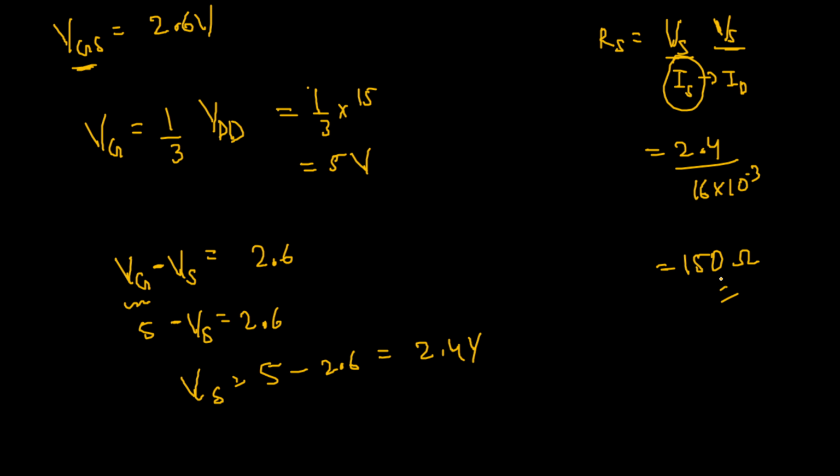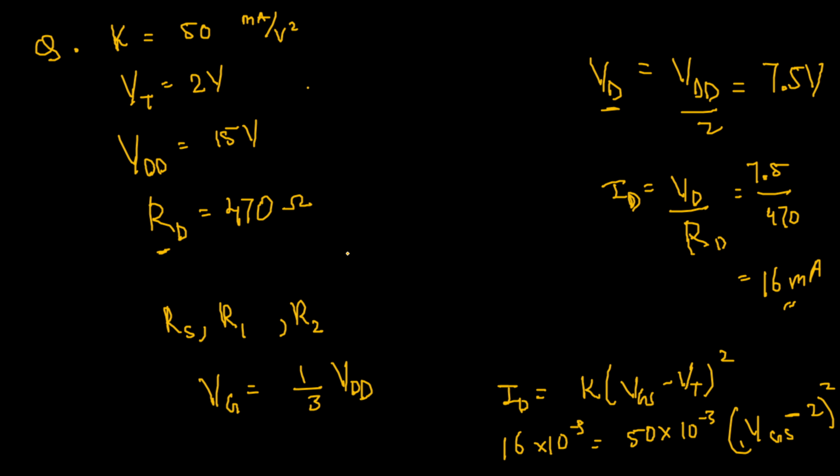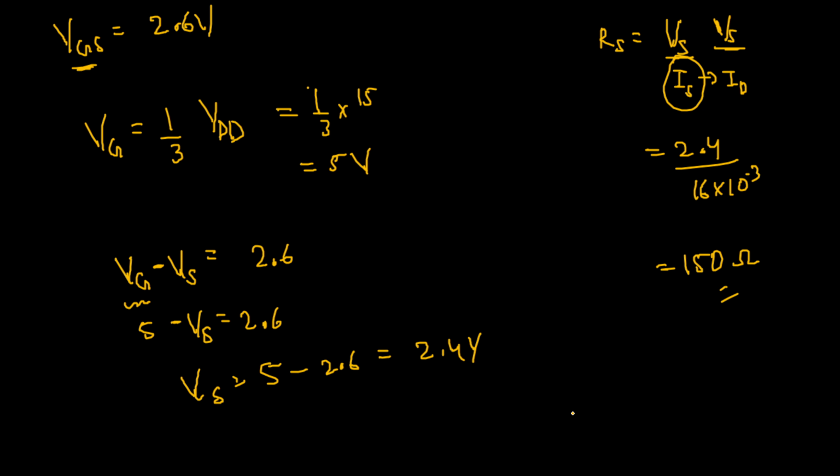Okay, so this is the value of Rs, and we can also find VDS from the information we have here, though it's not asked. Let's just see how it's done. So VDS is, like the name suggests, again the difference in potential between drain voltage and source voltage. So we found drain voltage as 7.5 and source voltage was 2.4. This is 5.1 volt. Okay.